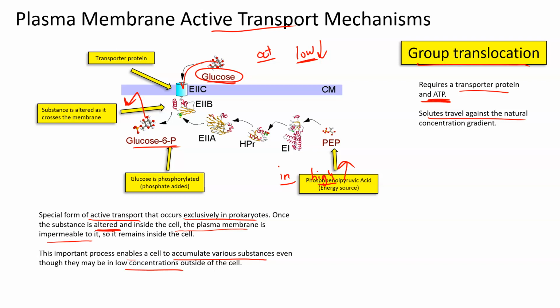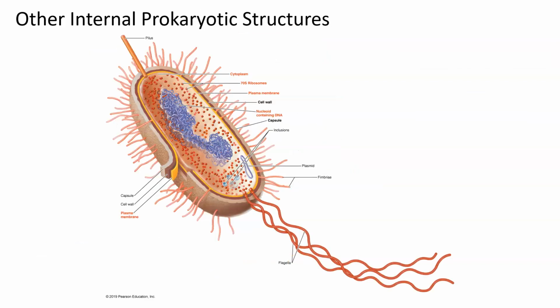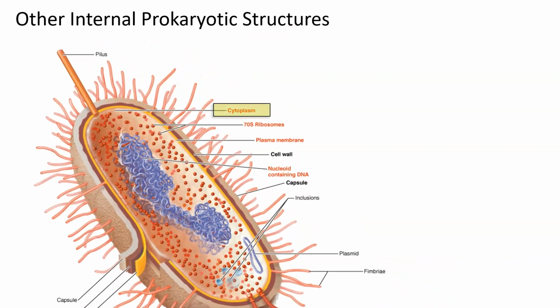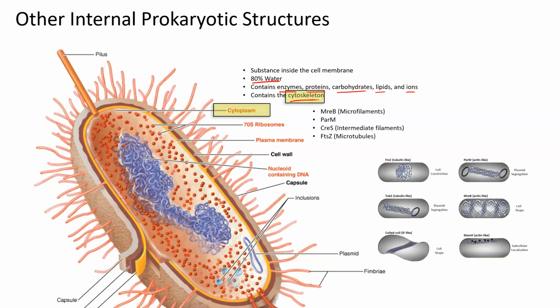Glucose is essential to the functioning of cells, and prokaryotes are no different. What are some of the other internal prokaryotic structures? Obviously, we need to talk about cytoplasm. Cytoplasm is the fluid that all of our internal structures are housed in or bathed in. It is primarily water, roughly 80% water. The other 20% is made up of enzymes, proteins, carbohydrates, glucose, lipids, ions, the cytoskeleton components, and all the other organelles. When we talk about cytoskeleton, I know you've heard that term before.